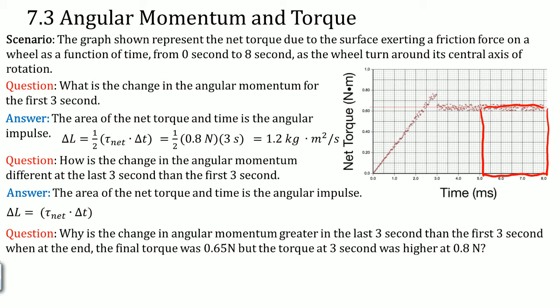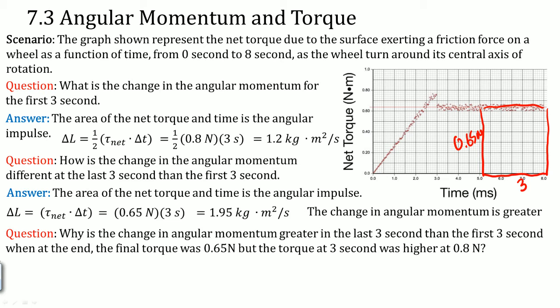The height is around 0.65 newtons, and the time here is 3. We multiply that, and it becomes 1.95 kilograms times meter squared per second. The change in the angular momentum here is greater because this is 1.95 and before it was 1.2. This leads us to the last question.